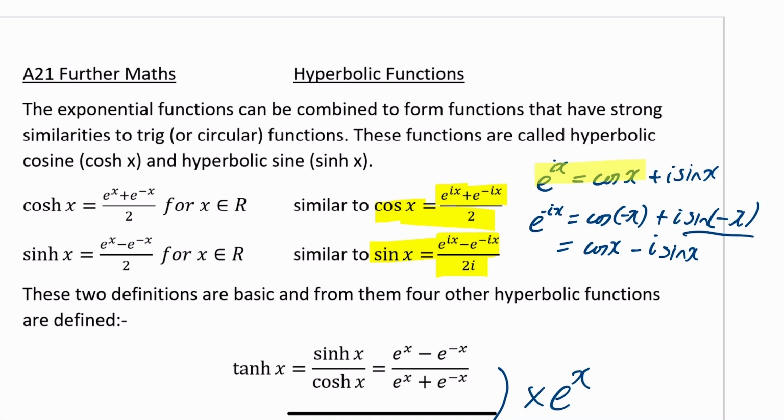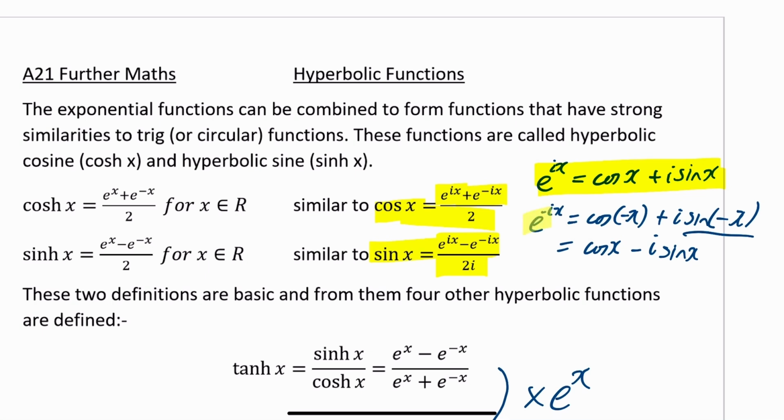So we know that e to the ix, by Euler's rule, is the same as cos x plus i sin x. Then by de Moivre's, e to the minus ix would be cos of minus x plus i sine of minus x, which is the same as cos x minus i sin x. And then what we can do is add those two things.